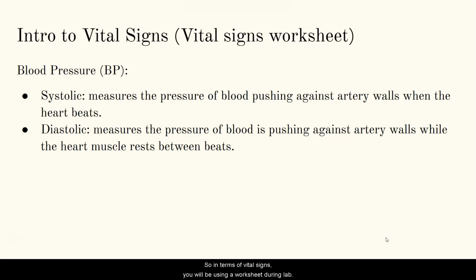So in terms of vital signs, you will be using a worksheet during lab. The important points are what does blood pressure look like, or what does it mean? So your systolic, that is your top number. This measures the pressure of the blood pushing against artery walls when the heart beats. And the diastolic is your bottom number, and this measures the pressure of blood that is pushing against the artery walls while the heart muscles rest between beats.